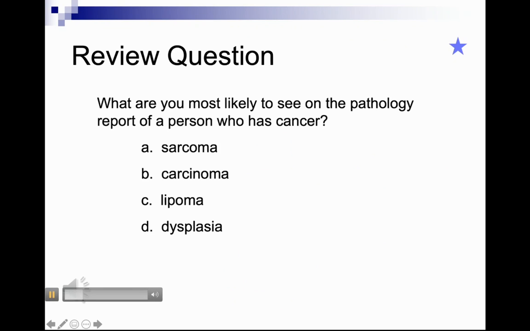Look at the review question. What are you most likely to see on the pathology report of a person who has cancer?